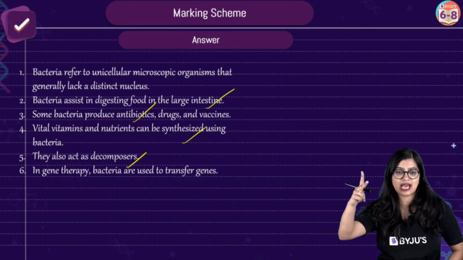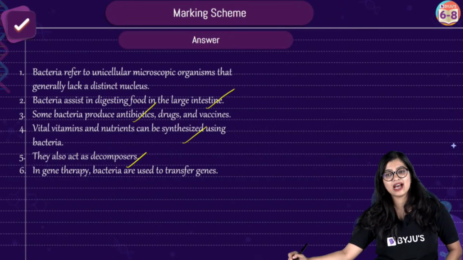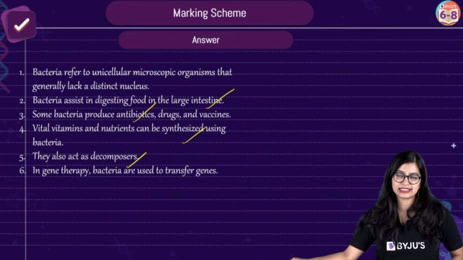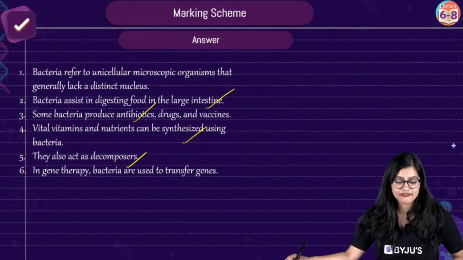Yes, Anabaena is another example. Anabaena is an example of soil bacteria that we find. Thank you. Awesome, you got 5 marks.